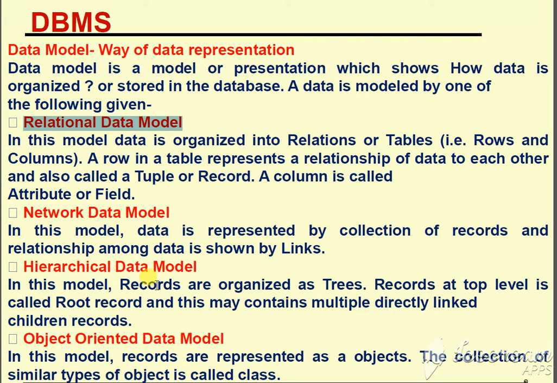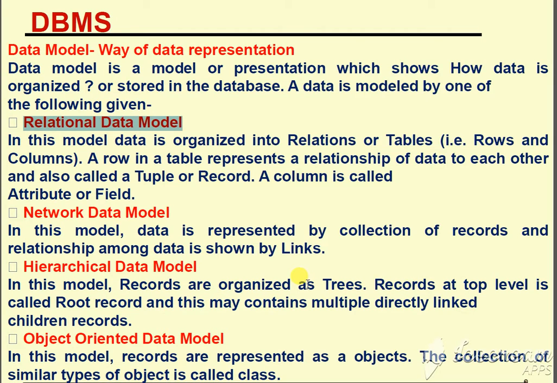Next is hierarchical. Hierarchical means from top to bottom. Like a structure where you find one at the top, then it is divided into some parts, and again each is divided into some more parts. So this is how the top to bottom hierarchical model works. It is like a tree structure. A tree has a root at the top, and it can have a lot of children, children records.